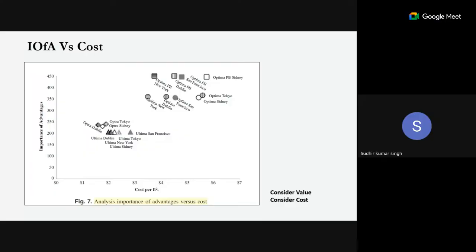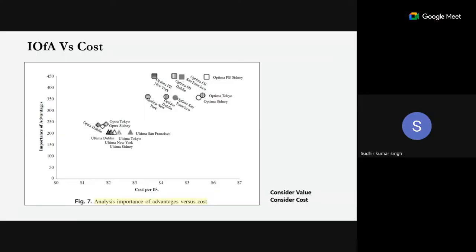Now it is up to all stakeholders to sit and decide which particular one I am going to choose in what scenario, because I have taken into consideration low carbon. So we can read this graph in 2 ways. We can read it keeping the brand or the alternative same. So if I keep Optra same, I can see Optra Dublin, I can see Optra Tokyo, I can see Optra Sydney. They are same, very less difference in the cost and same advantage, importance of advantage. So I can choose this particular material for these 3 locations, right?